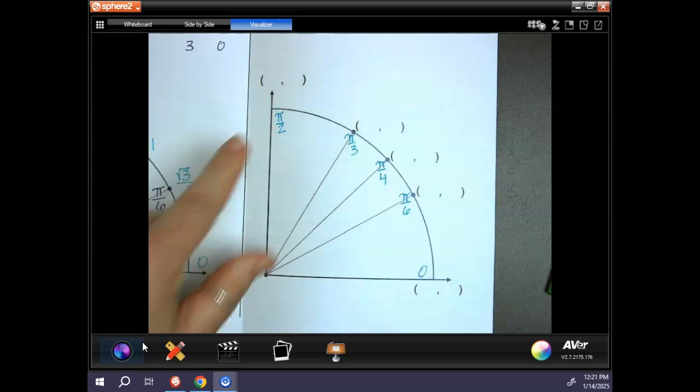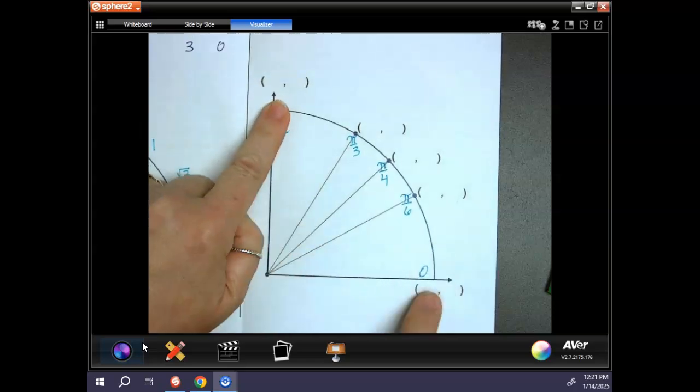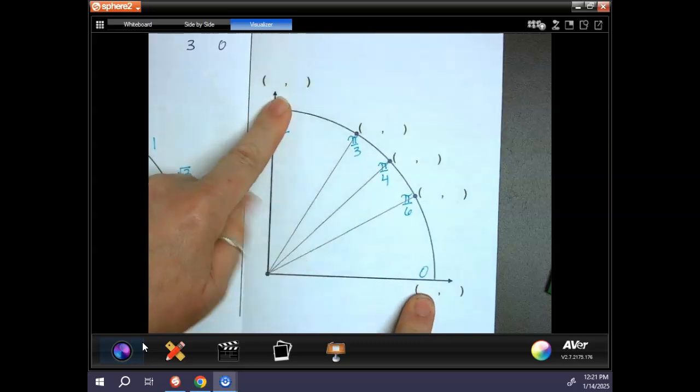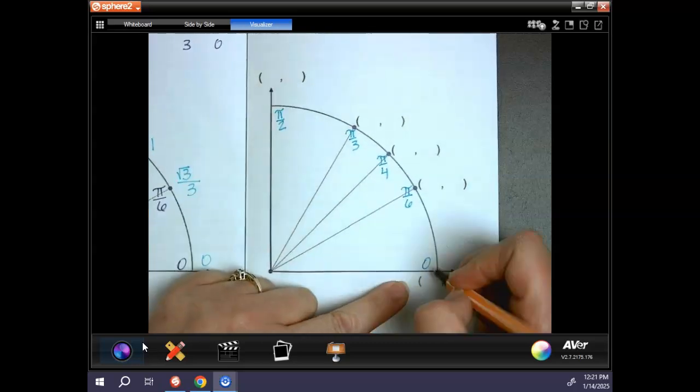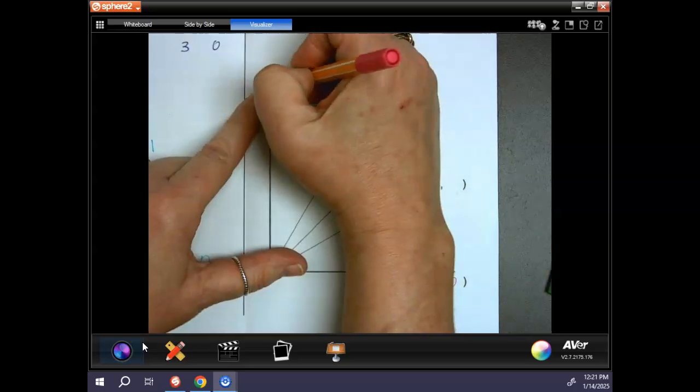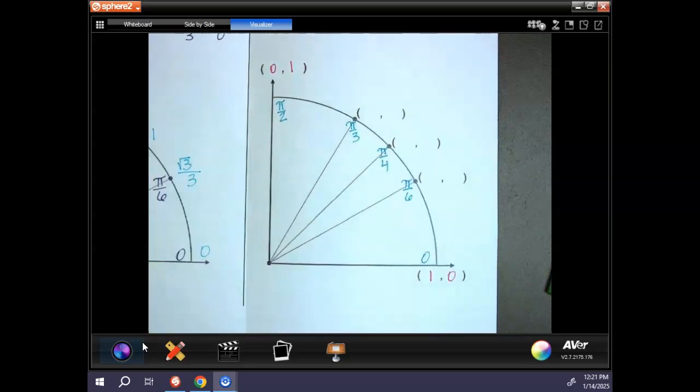Okay, so now I want you to fill in the 2 quadrantal ordered pairs at 0 and at pi halves. Fill those 2 in without copying mine or copying anything else you might have in front of you. Hopefully those should be fairly simple at this point, right? But again, also very simple to get backwards.